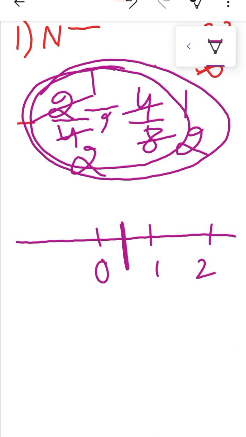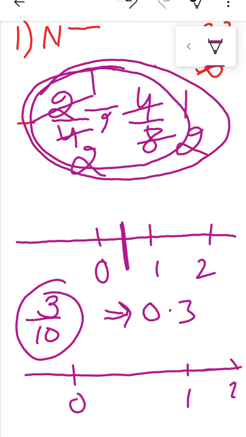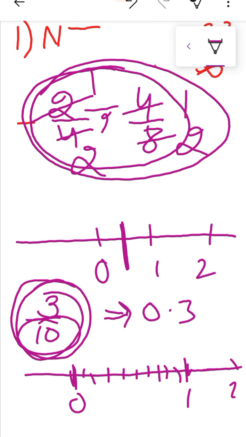Now what about 3 by 10? This is the simplest form, right? So how can we represent 3 by 10? See, it will be 0.3, right? The 0 will be here, 1 will be here, and 2 will be here. So divide the distance between 0 and 1 into 10 equal parts. 1, 2, 3, 4, 5, 6, 7, 8, 9 and 10, right? And we have to represent 3 by 10. So this will be 1, 2, and this will be 3. So this is 3 by 10, okay?